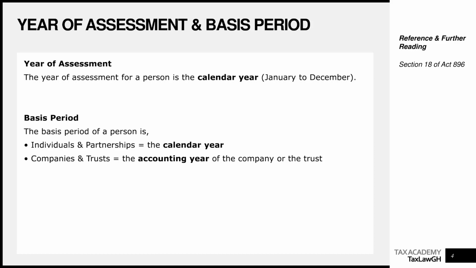For individuals and partnerships, their basis period is the calendar year. Let me take that again. For individuals and partnerships, their basis period is the same as the calendar year. So in essence, an individual or a partnership has their year of assessment equal to their basis period. Very important to remember this. Companies and trusts, on the other hand, have their own customized or specified basis period. Companies and trusts use their own accounting year as their basis period.